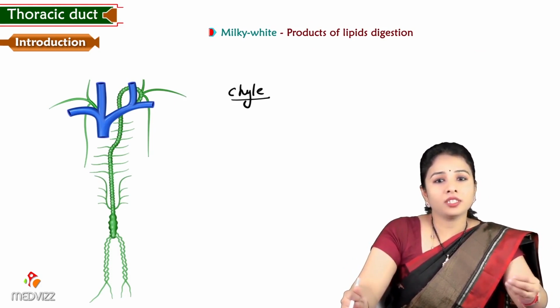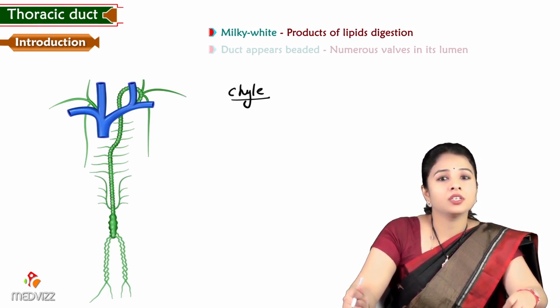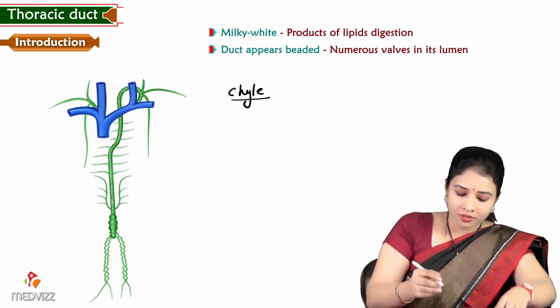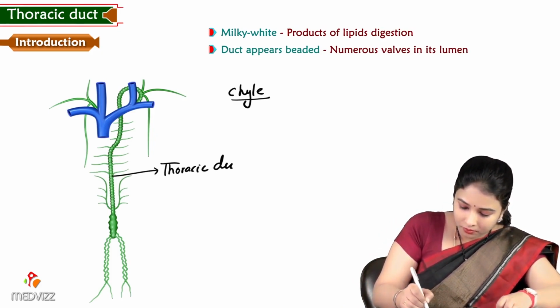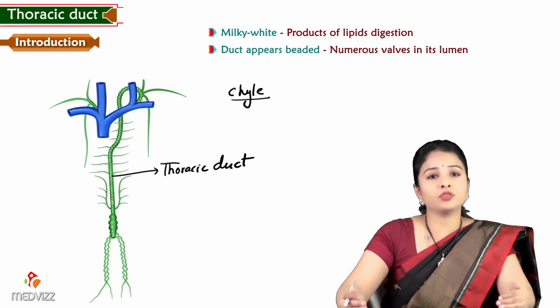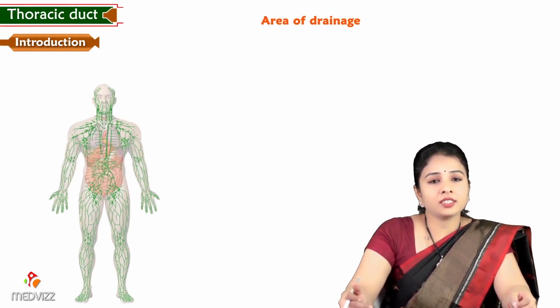So from the small intestine, we see the lymphatics are milky white in appearance due to the presence of chyle within them. So the duct appears to be beaded due to the presence of numerous valves in the lumen. So we can see the thoracic duct beaded in appearance because of numerous valves. Let's see the area of drainage of the thoracic duct.